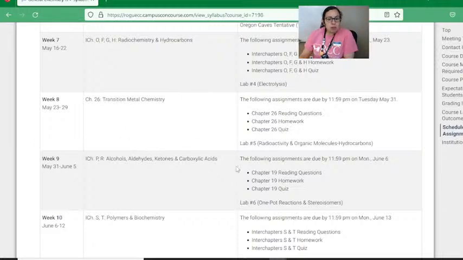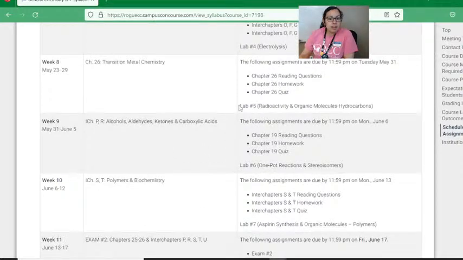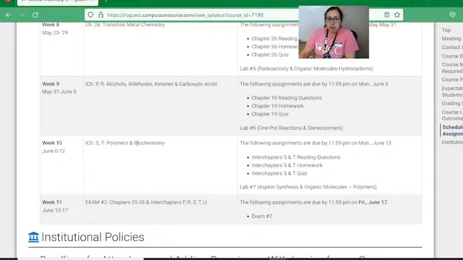And then week 9, we'll go back to OChem, so alcohols, aldehydes, ketones, carboxylic acids. And then we have some fun labs. Thursday, we'll be doing a radioactivity lab, so that should be really fun. Next week is a one-pot synthesis, so this is super fun as well. Then we'll end with polymers and biochem, and definitely don't want to miss lab that week, so that's aspirin synthesis. And that brings us to the end, basically.